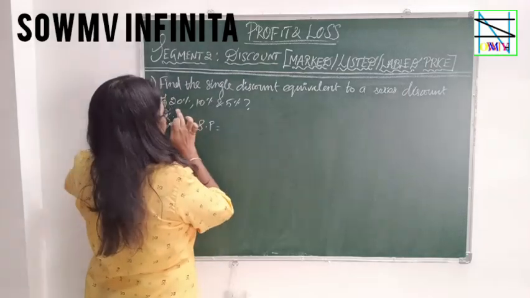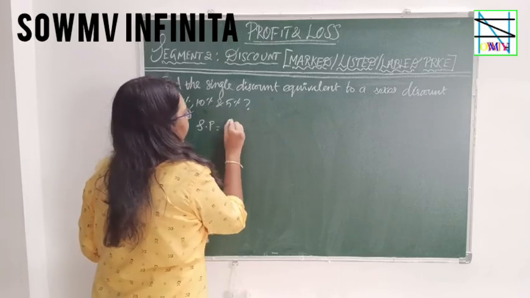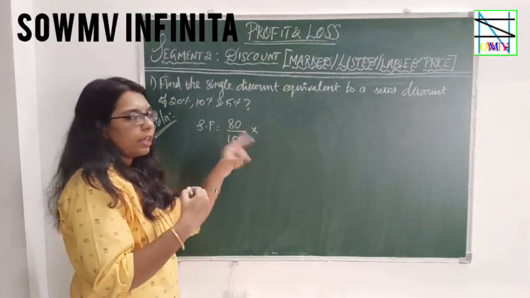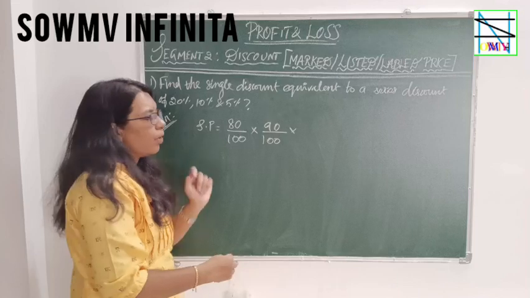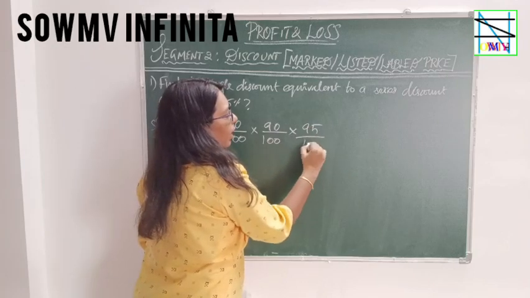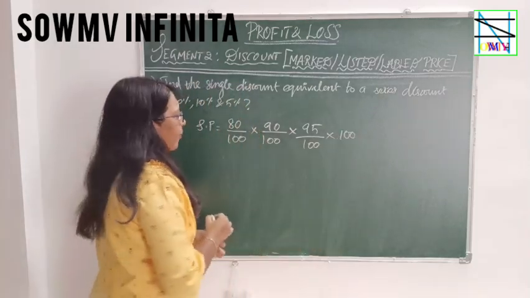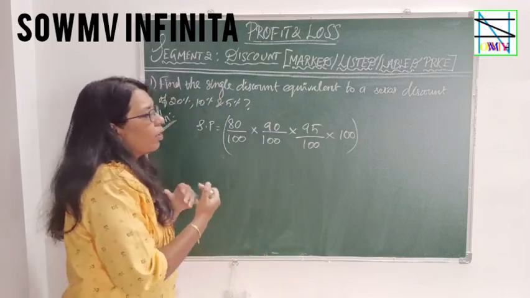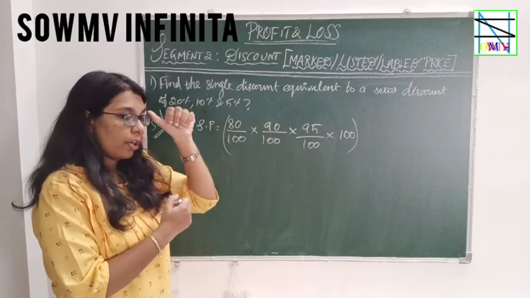The first one is a 20% discount. That means 100 minus 20 is 80%, so 80 divided by 100, into the 10% discount. That means 100 minus 10 is 90 divided by 100. The next one is the 5% discount. That means 100 minus 5 is 95 divided by 100. So we can find the selling price value, into 100. You can cancel these things and get the selling price value. Then we apply the selling price value to the discount formula to find the single discount.